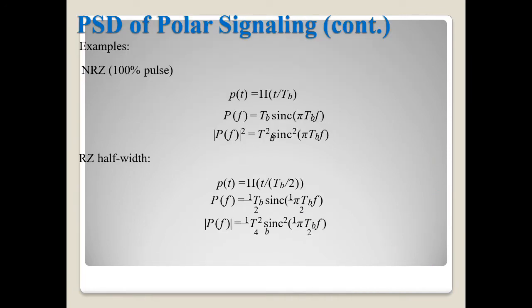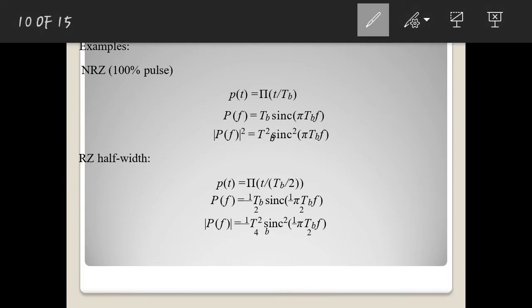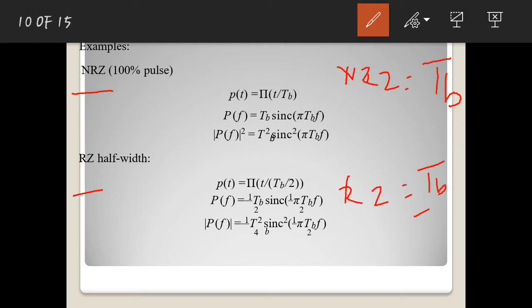So, how to calculate the power spectral density P of f value? P of f value can be calculated whether it is an NRZ pulse or RZ pulse. That is an important criterion in calculating the power spectral density of a line pulse. If it is an NRZ pulse, the value is for the entire time period TB. If it is RZ, you will divide it by 2. So, that's how you differentiate.